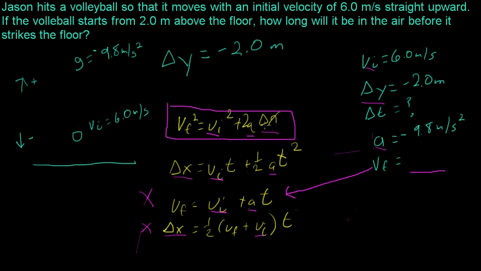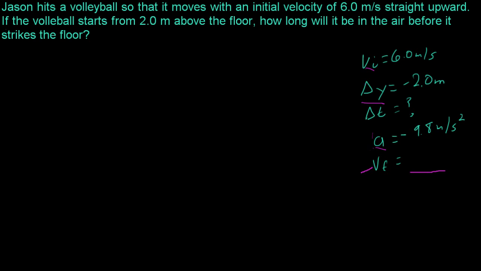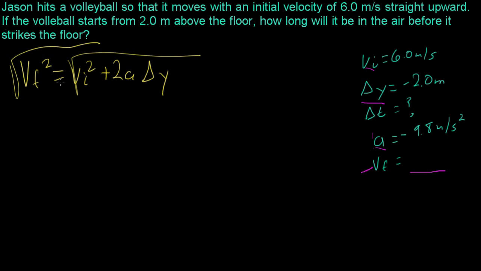So we do like a side problem. Then once we have VF, we'll be able to solve for T using this equation. So that's what we're going to do. Okay, so we've got to find VF first. We know VF squared equals VI squared plus 2A delta Y, because we're doing Y in this case. Solving for VF's easy, take the square root of both sides. So VF equals the square root of VI squared plus 2A delta Y.